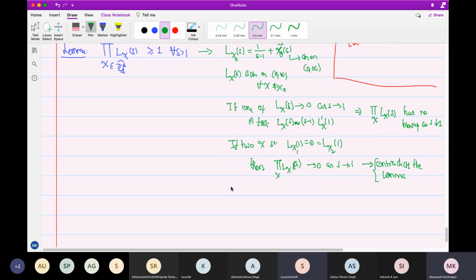But the point is, if L(chi, 1) is 0, then chi bar is also a character, and L(chi bar, 1) is also 0. Chi bar is just the conjugate. You see, the L function for chi and the L function for chi bar will be conjugates of each other. So if this vanishes, this also will vanish.